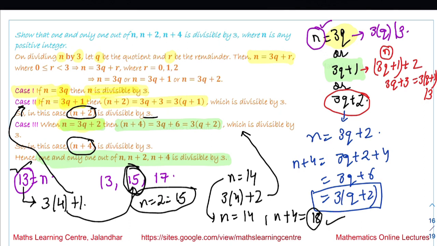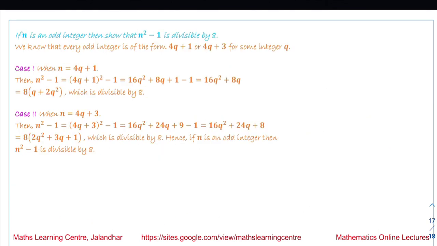So what we see is for any value n, meaning any positive integer, if we take either that integer, that integer plus 2, or that integer plus 4, one out of these three values will be divisible by 3. Now next is, if n is an odd integer, then show that n square minus 1 is divisible by 8.